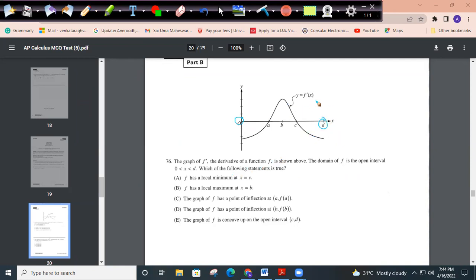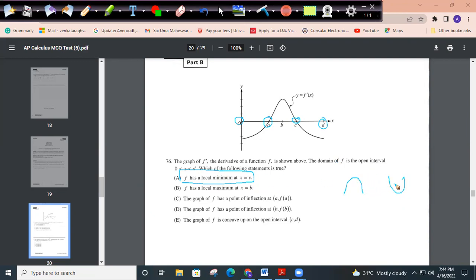This is the graph of f dash. This is not the graph of f. f dash is 0 at A, f dash is 0 at C. Very good. Now come to the options. Option A: f has a local minimum at x equal to C. Might be correct. But we know when the function has a local minimum and local maximum according to the first derivative.